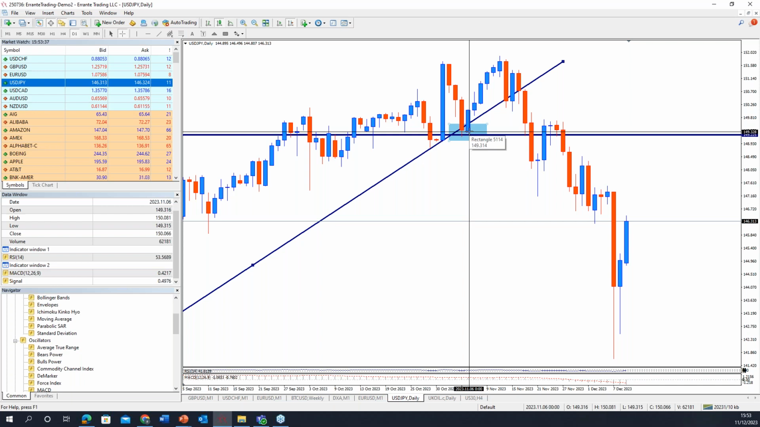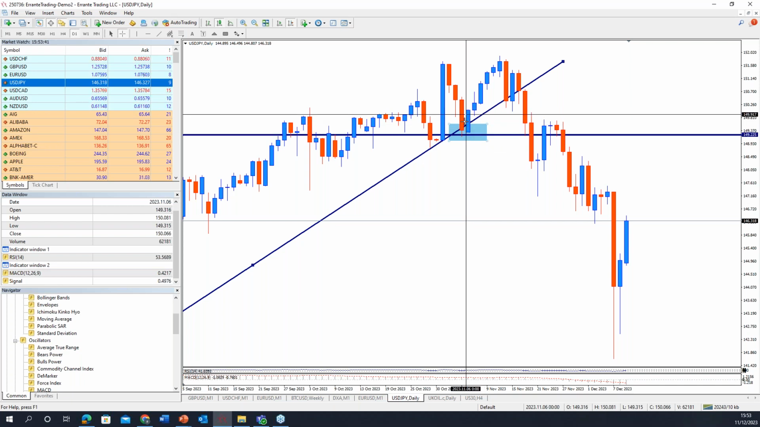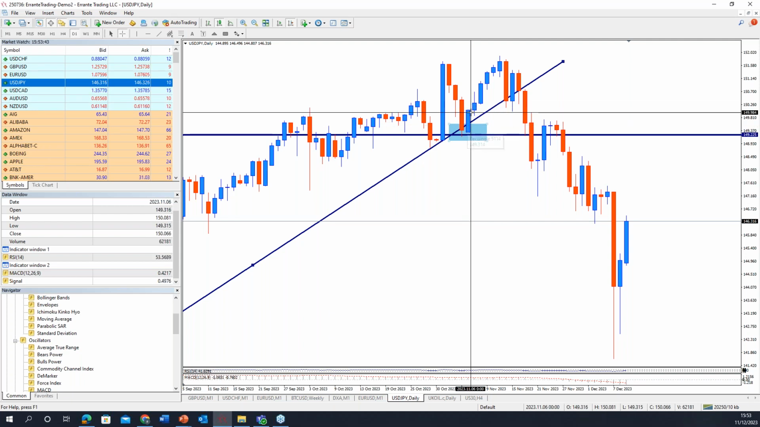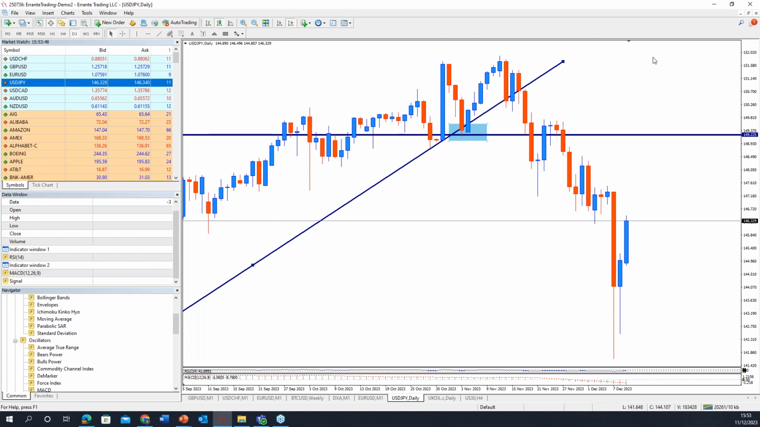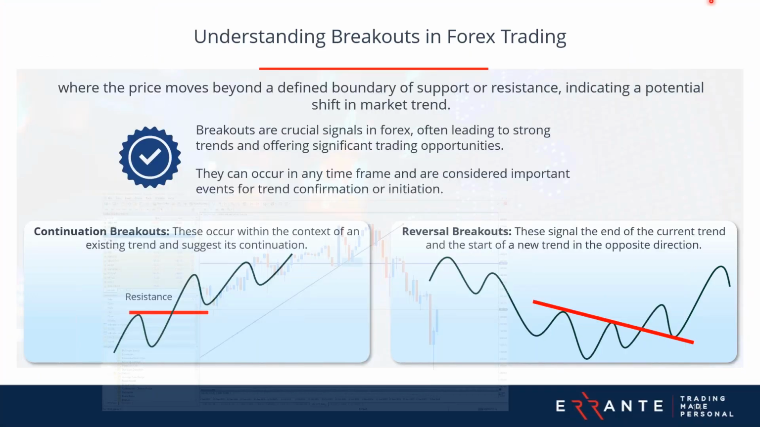But the following candle doesn't follow the move, and it's getting back upward. So it's very important to confirm your trend line and also to confirm a reliable breakout. So let's, very good. Let's move on, guys.